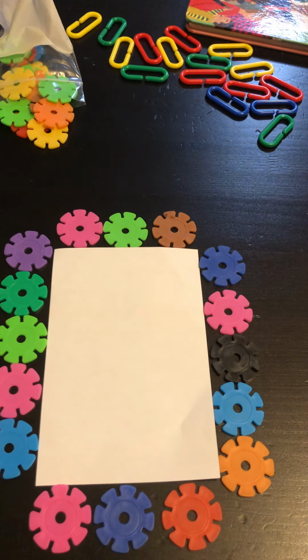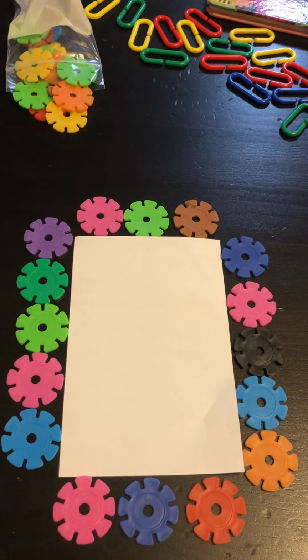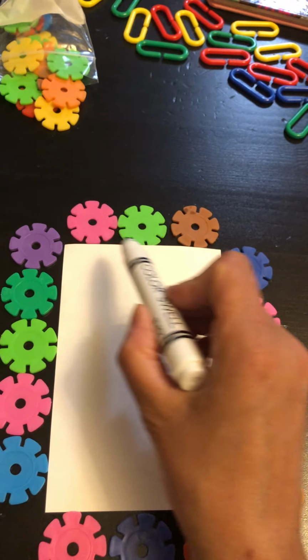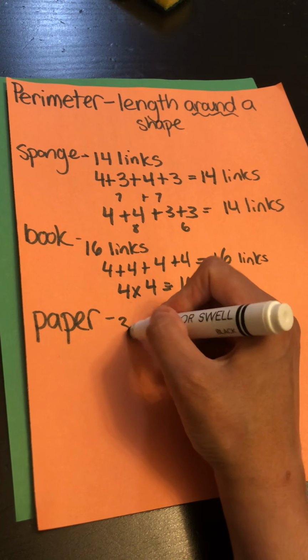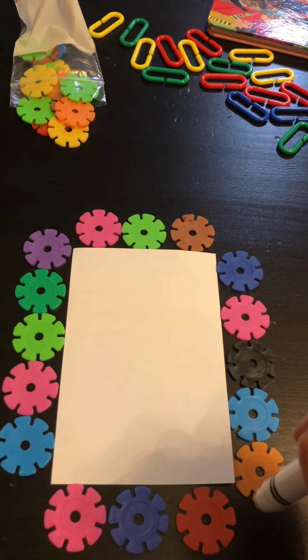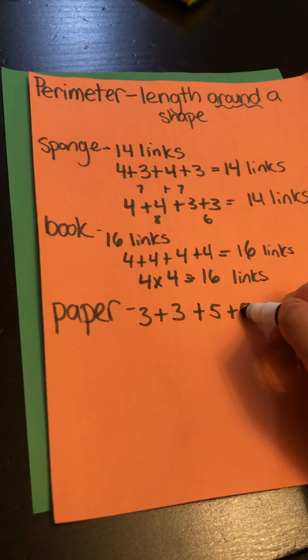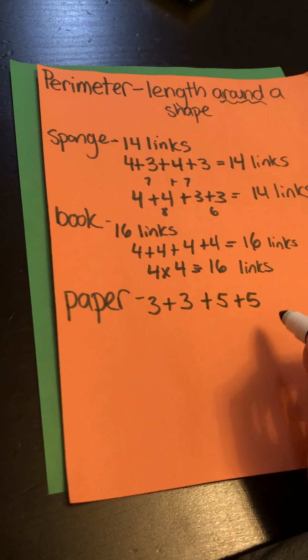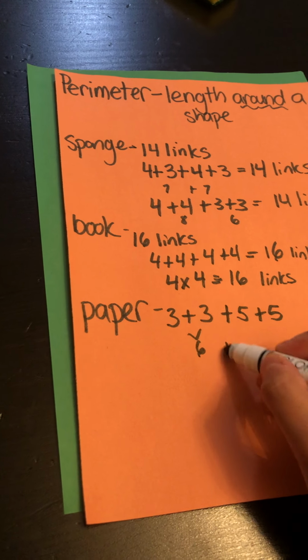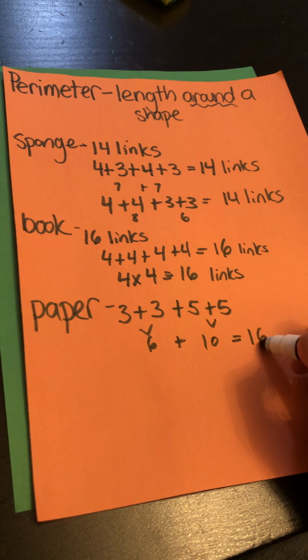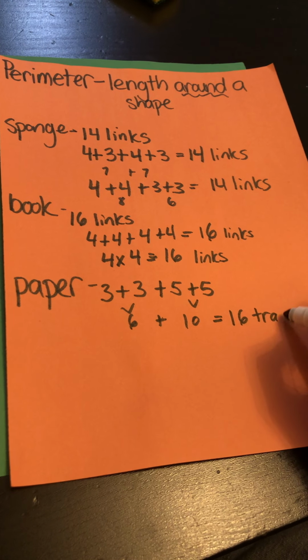But I'm going to use the knowledge that I have on parallel lines and 2D shapes and make my number equation with that. So we have 3 here, and that side is parallel to this side, so I know that is 3 plus 3. And this side is parallel to this side, so 5 plus 5. I wrote it this way because I find it's easier to add the doubles. 3 plus 3 is 6. 5 plus 5 is 10. 6 plus 10 is 16. And we'll call them tracers.